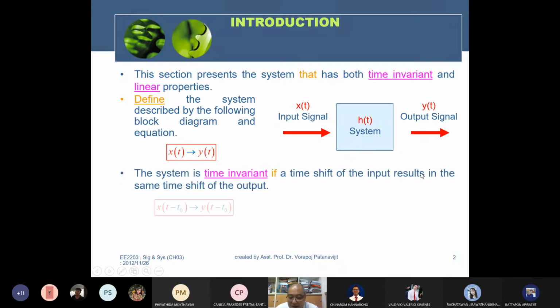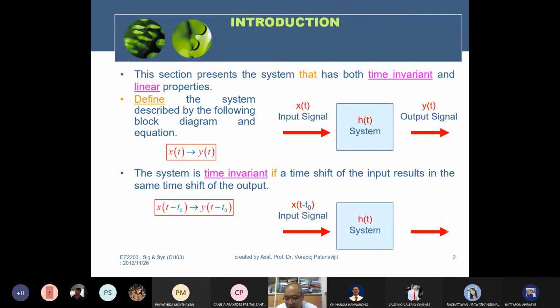The system is called time invariant if a time shift of the input results in the same time shift of the output. It means if you delay the input, the output will be delayed by the same period of time.